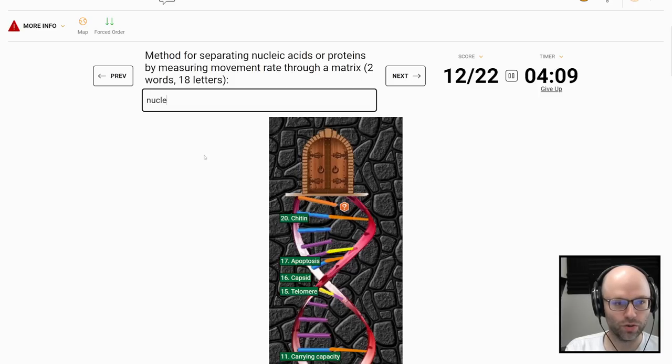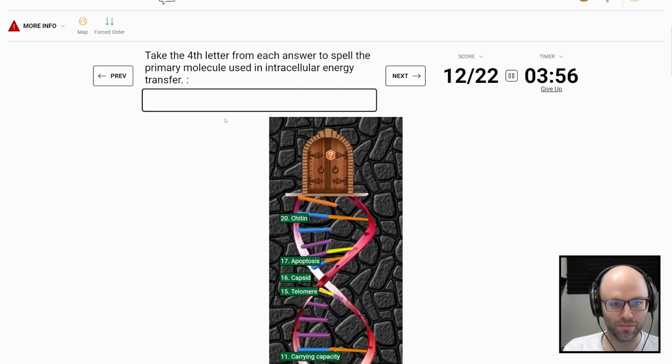What is a nucleotide assay? What is putting it in a centrifuge? What is a, I knew this is something. It's been too long, man. This is demoralizing. Take the fourth letter from each answer to spell the primary molecule used in intracellular energy transfer.